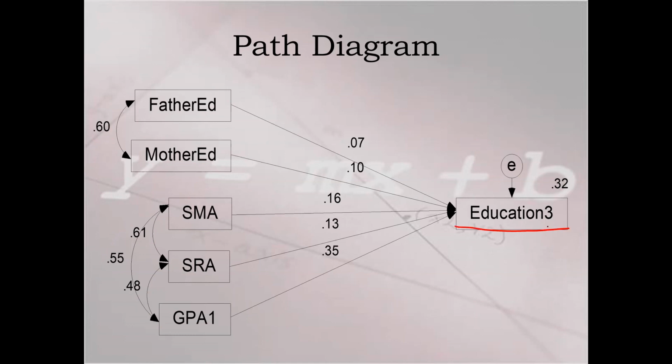Here is our endogenous variable up here, and this won't necessarily be the case with our output in R, but it's important to see, this represents R squared. So as a whole, the set of achievement variables predicted 32% of the variance in education 3, which also means that 68% of the variance is unexplained. And that's captured in here. In fact, this path would be 0.68.